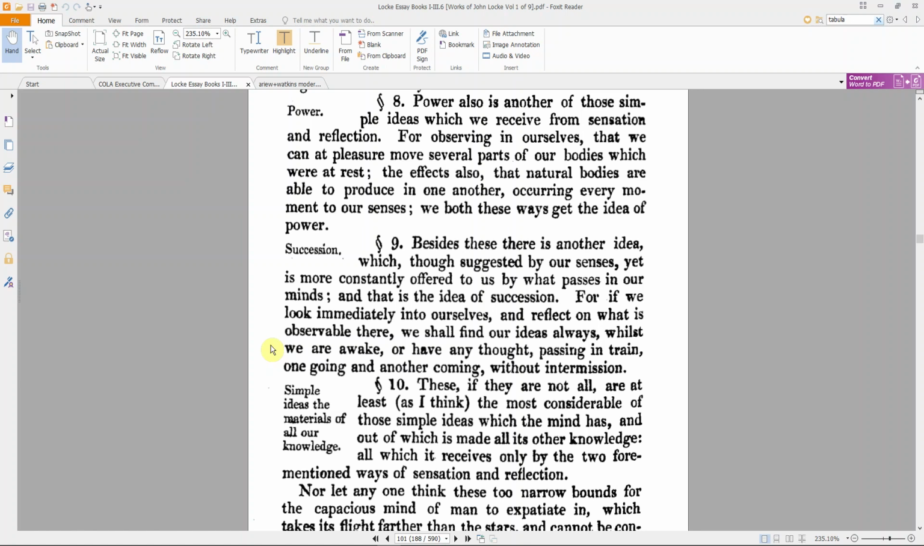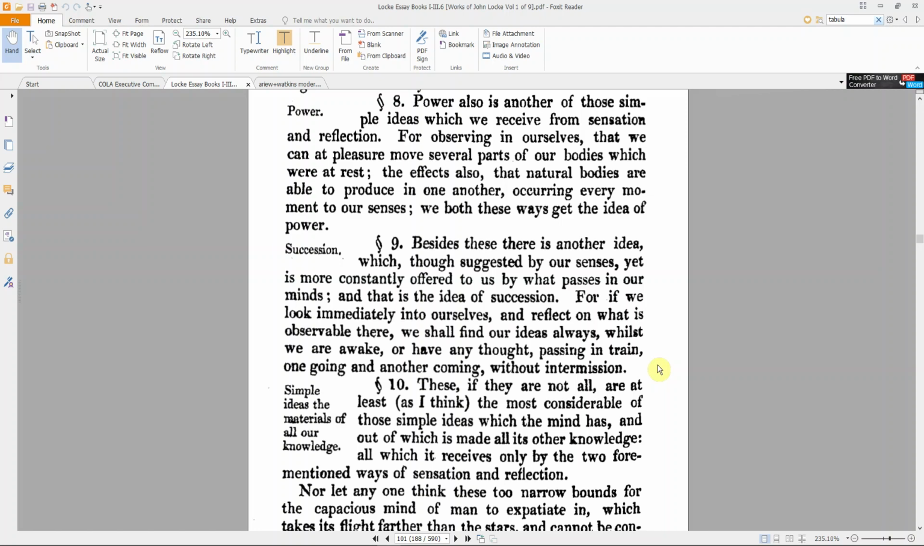That might be considered a real difficult question for Descartes or Leibniz. What is this idea of time and succession? Locke answers it very quickly. If we look immediately into ourselves and reflect on what is observable there, we shall find our ideas always, whilst we are awake or having any thought, passing in train, one going and another coming without intermission.